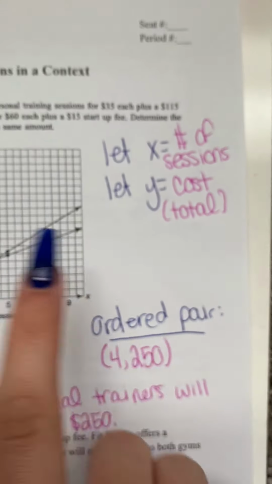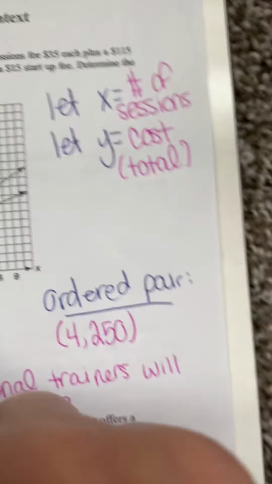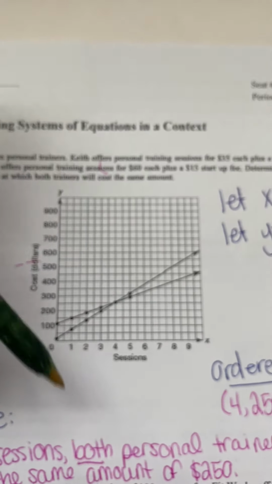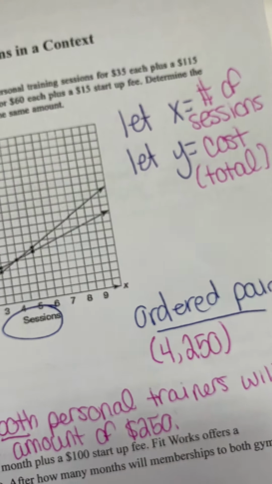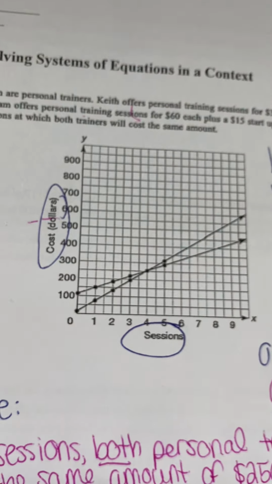So, here's what I put, and I'm hoping this is the general nature of what you put too. I said let x equal the number of sessions. Now, how did I know that? If I look at the graph, we should know this from our project. Look at this x-axis. It does say sessions on there. So I said x equals the number of sessions because it's on the x-axis. That's it. And then y is the cost. I figured that out from the y-axis, which is the cost. So that's how I figured out what x and y represented.